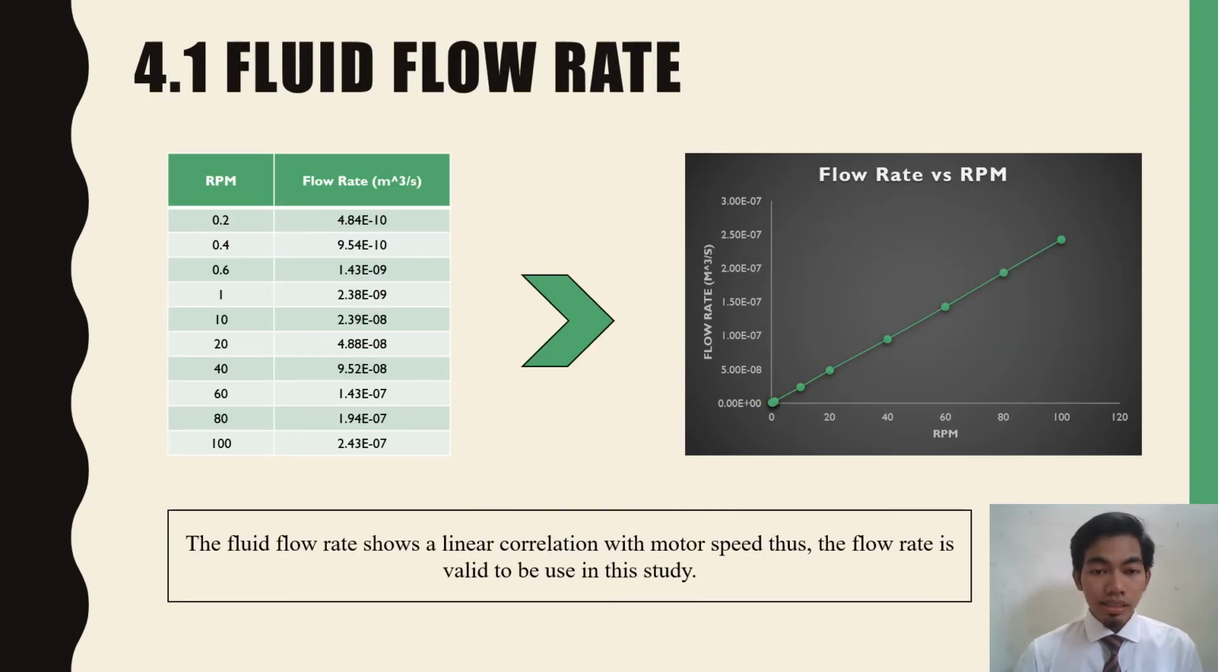So first, a table of fluid flow versus motor speed in RPM was created, and a linear correlation with motor speed versus RPM was found. Thus, this flow is valid to be used in this study to get other results.